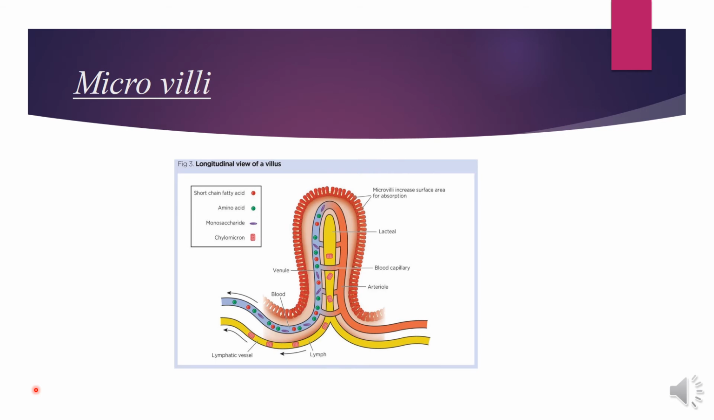See the diagram here? This is the microvilli diagram. Here the microvilli are small finger-like projections in the small intestine. These microvilli increase the surface area for absorption. Absorption of what, students? Absorption of carbohydrates, proteins, minerals, and fats.